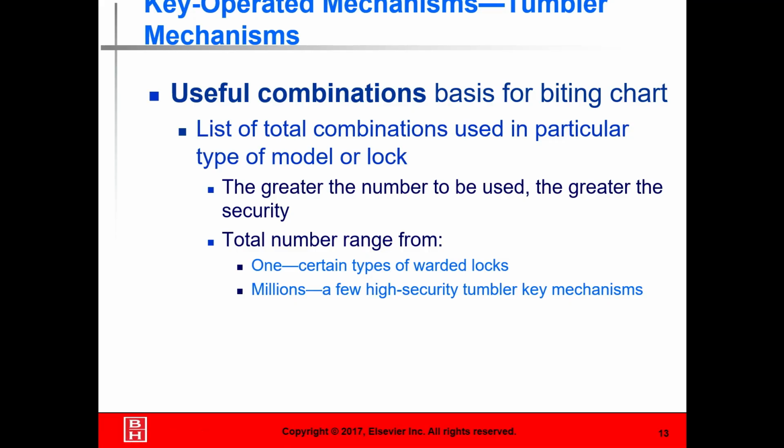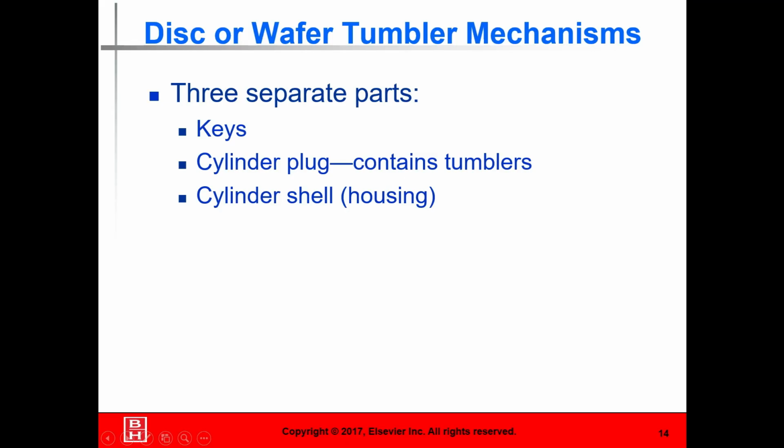List of total combinations: again, what are we looking for? What do we want to pay for? The total number ranges from one for certain types, like warded locks, to millions for a few security tumblers, depending on what we want. There are three separate parts: the key, the cylinder plug, which contains the tumblers, and the shell. This is what almost every lock with a key is made up of, and it allows us to have this information so we can see what's going on.